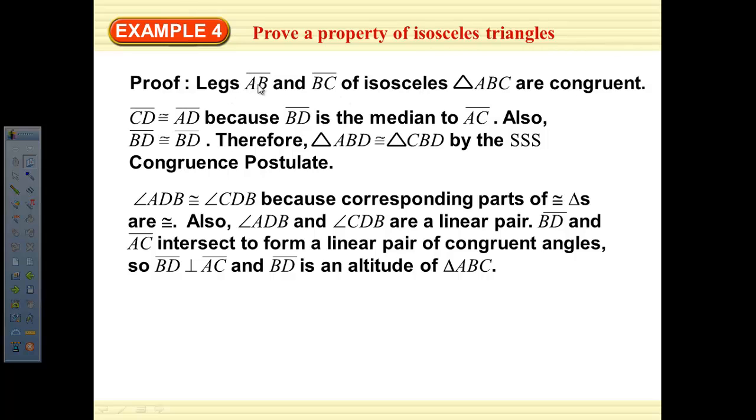So we start off with legs AB and BC are congruent because it's isosceles. We would say CD and AD are congruent because BD is the median and BD is congruent to itself. Again, there's our side, side, side. Now, these two angles are congruent because of CPCTC. We can also say that they're a linear pair. Since they're a linear pair and they're congruent, then they form perpendicular lines. And since the lines are perpendicular, then we know BD is an altitude of ABC.